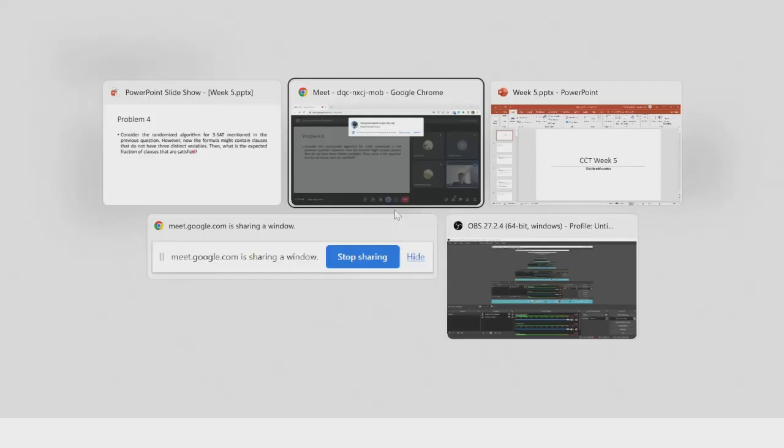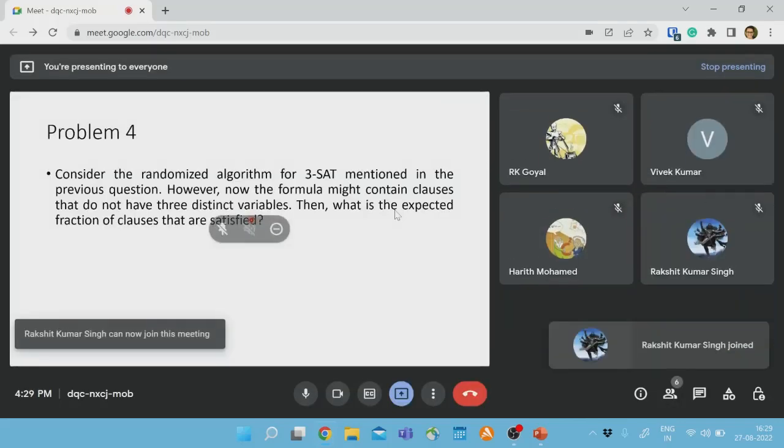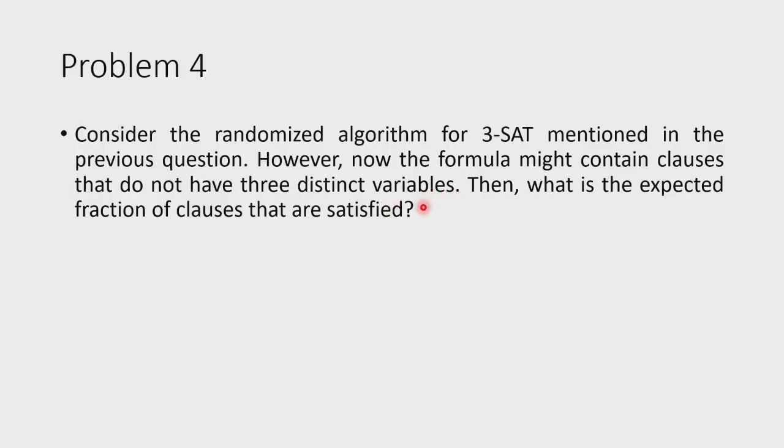Now that we have worked out the previous problem, would you like to guess the answer to this one? Is the question clear? Yeah, the question is clear, but again, this needs to be worked out. So the answer is 1 over 2. Okay, at least 1 over 2 would be satisfied.